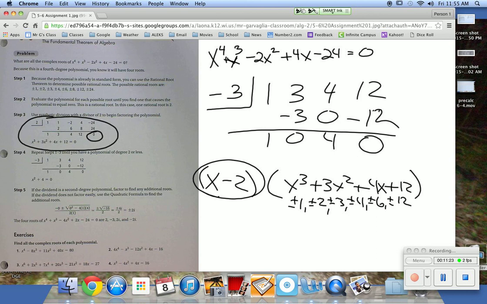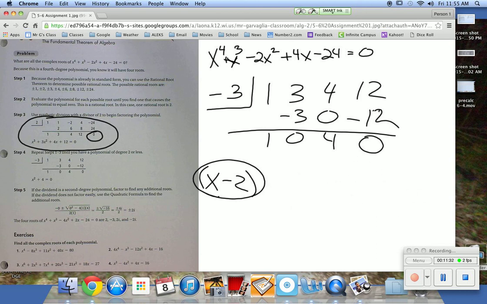So now we can erase this stuff out. Now we're at an x plus 3, right? We're at an x plus 3, and an x squared plus 4. That's all that's left here. This should be real easy to figure out now.